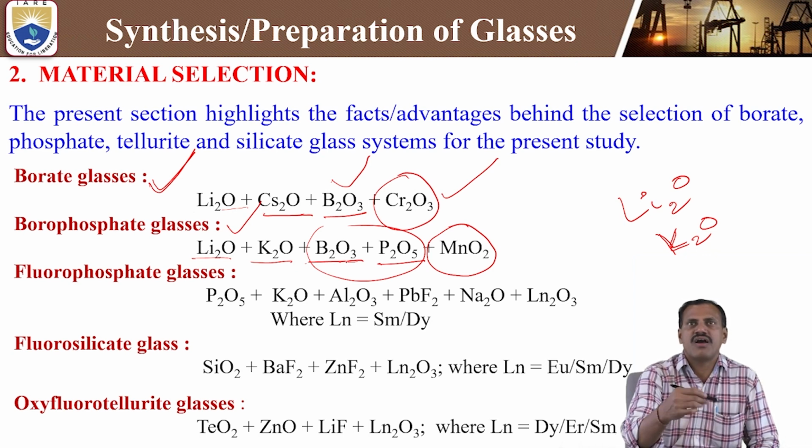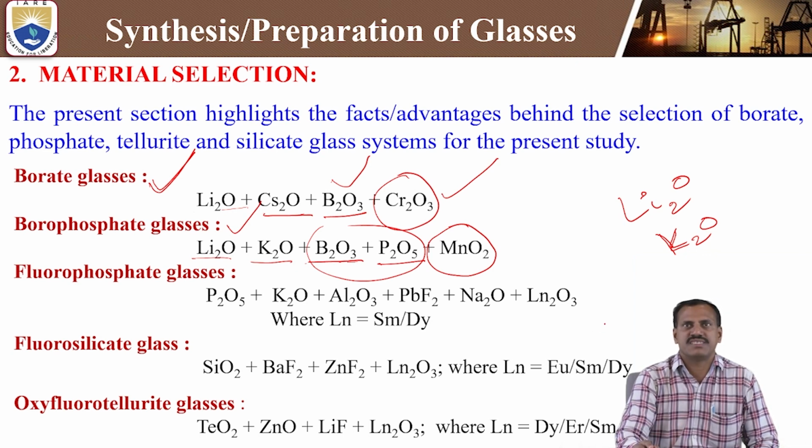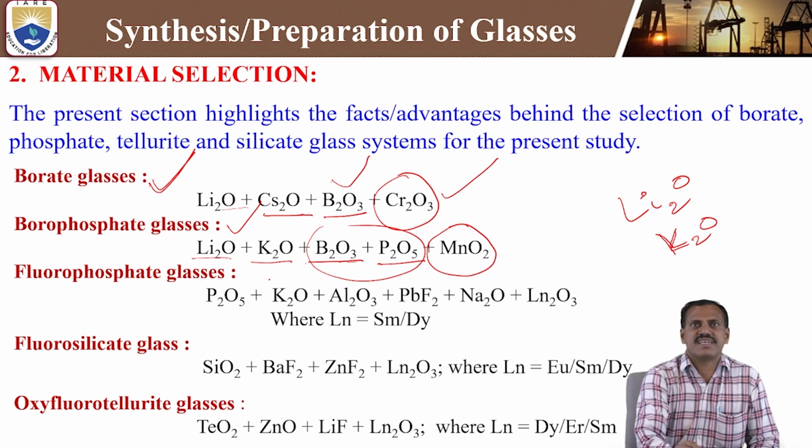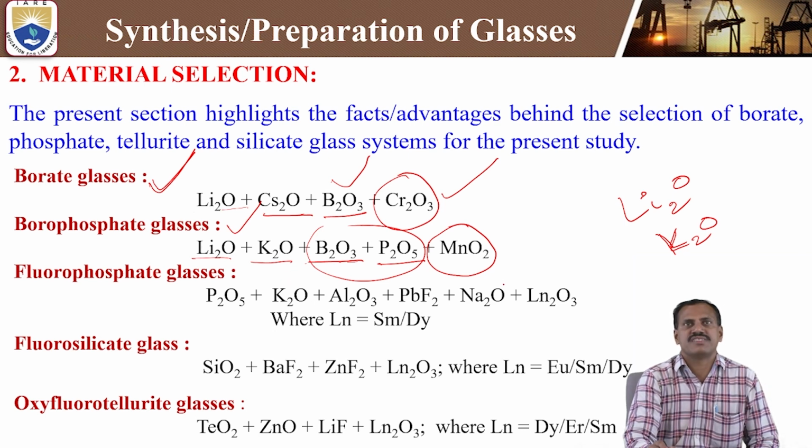So the glass former is taken in a larger percentage. If you take 100 mole percentage in total, you take more percentage of glass formers. In the case of borate glass, we take boron trioxide. In the case of borophosphate glasses, the major composition is B2O3 and P2O5. For glass modifiers, lithium oxide and potassium oxide, we take a lower concentration, 10 to 15 or 10 to 30 mole percentage.